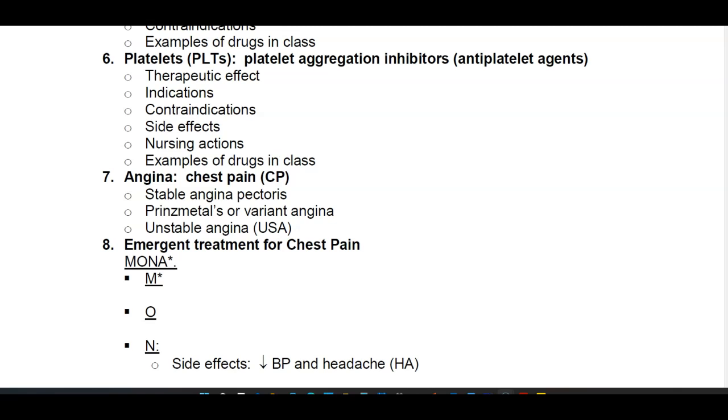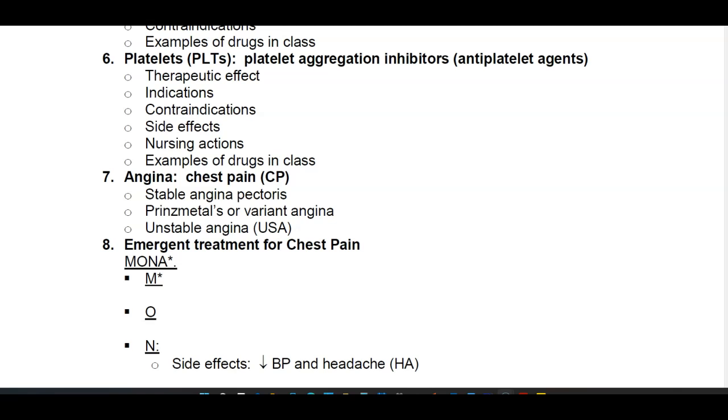So nursing actions or nursing interventions when somebody is on antiplatelets or platelet aggregation inhibitors. Obviously, we need to monitor for bleeding, right? Again, either obvious or occult. Also, we need to analyze our labs, including your CBC, right? Your complete blood count, your hemoglobin and hematocrit, as well as your platelets. And definitely patient education. We need to educate our patient regarding the drug, right? What it is, what's the use, what are the side effects, what are the signs and symptoms of bleeding, so they know what to report.